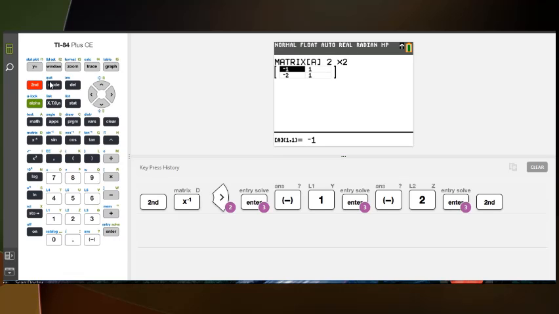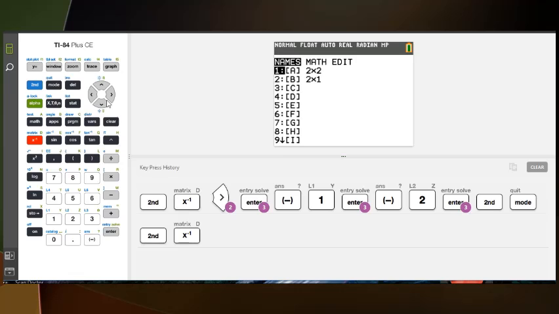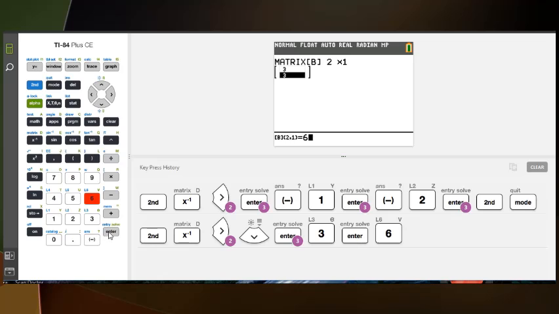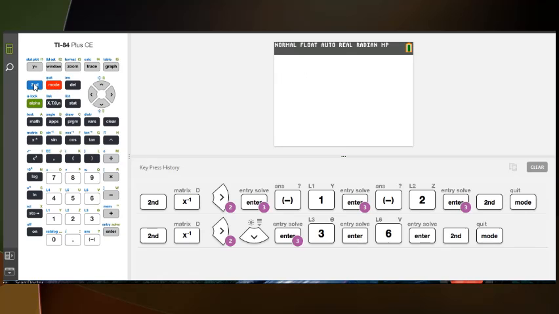I'll go second quit, go back in the matrix, second matrix. Go to the edit. So scroll down 1 because I'm going to edit matrix B, which is my constant matrix, or my 2 by 1 matrix. And if you recall, my constants were 3 and 6. All right, we got that done. Let's hit second quit. We go back to the math screen.